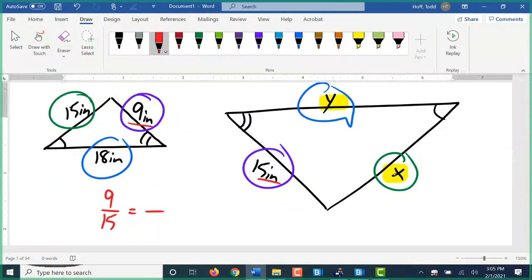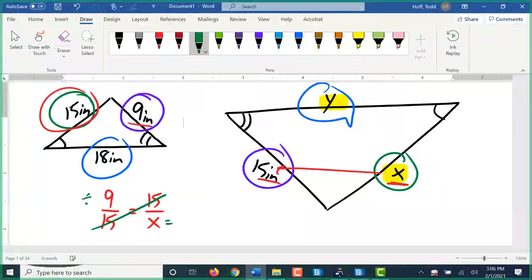Now let's say we want to find X first. Is X going to go on top or bottom here? Bottom, because it's from the same figure as the 15. What goes above it? The other 15, because that's the corresponding side from the other triangle. So we cross multiply and divide. 15 times 15 divided by 9 gives us that X equals 25 inches.